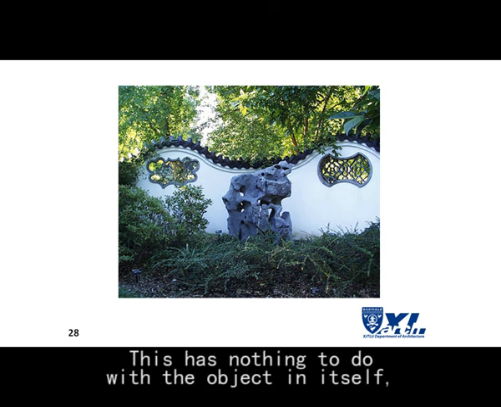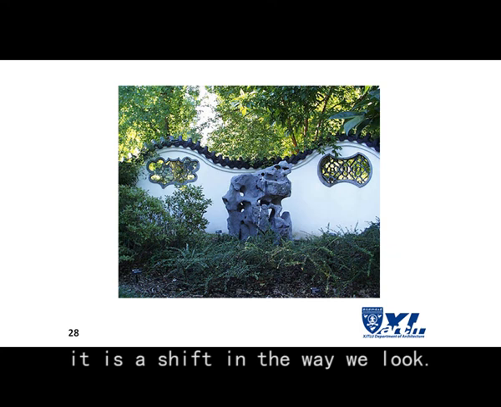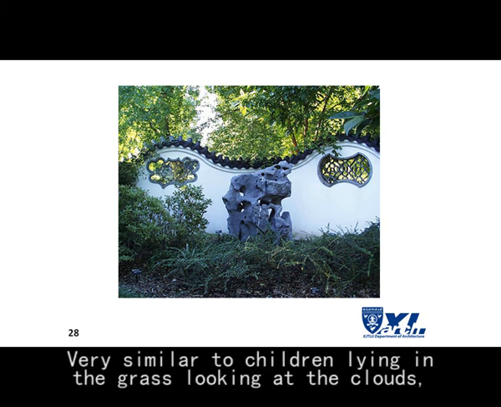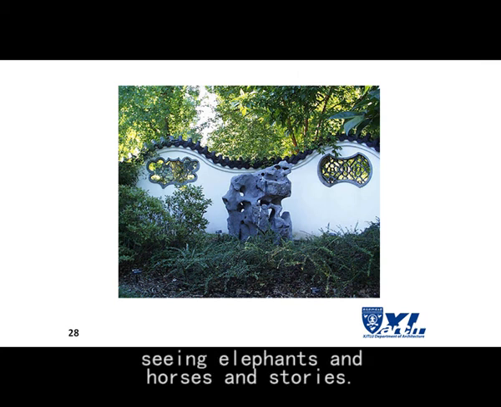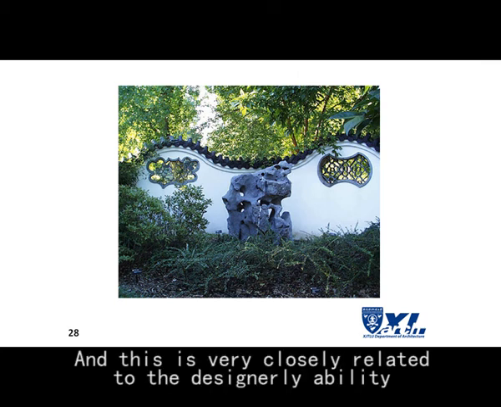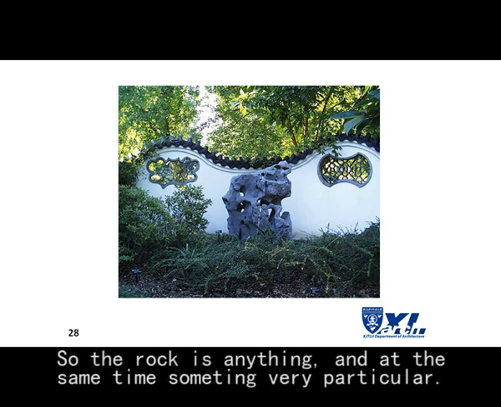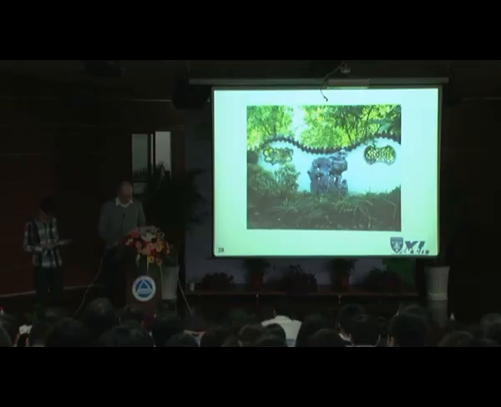It has nothing to do with the object in itself. It's a shift in the way we look. So this particular rock can become anything in your mind. Very similar to children lying in the grass looking at the clouds, seeing elephants and horses and stories. And this is very closely related to the designerly ability to turn anything into anything. So the rock is anything and at the same time something very particular.